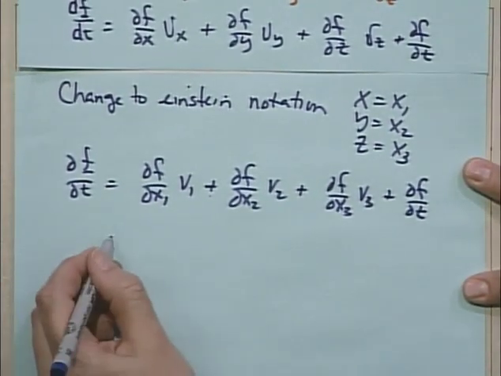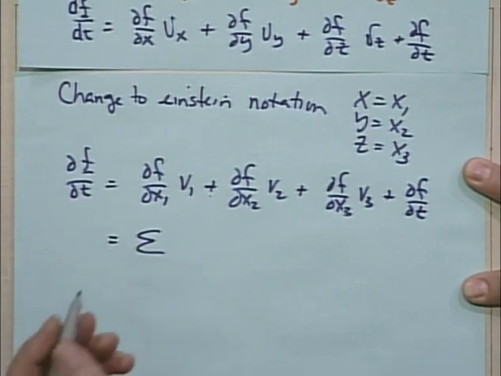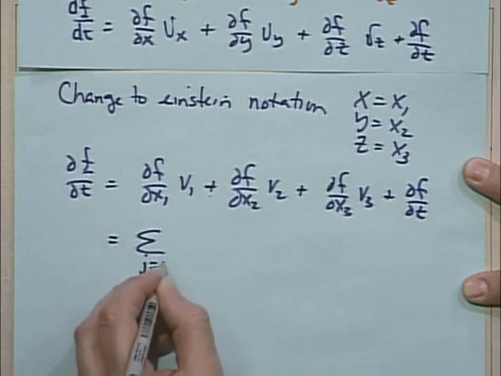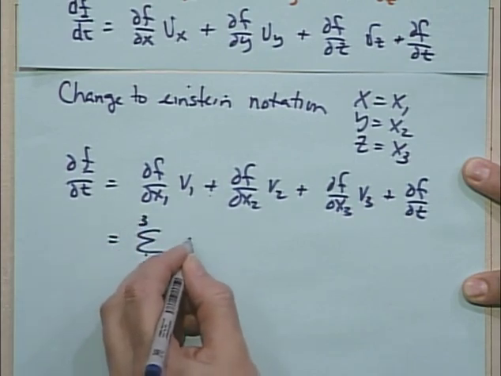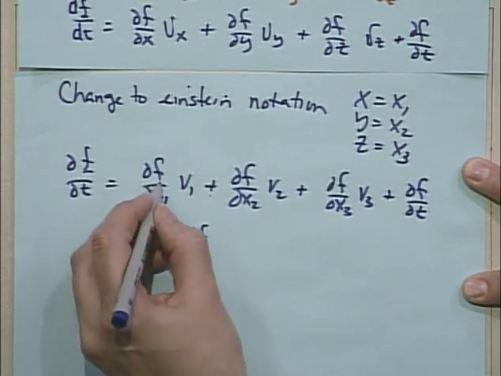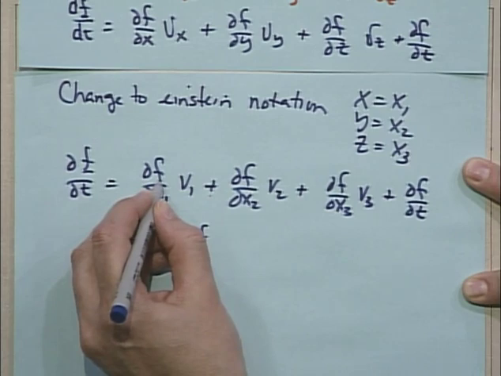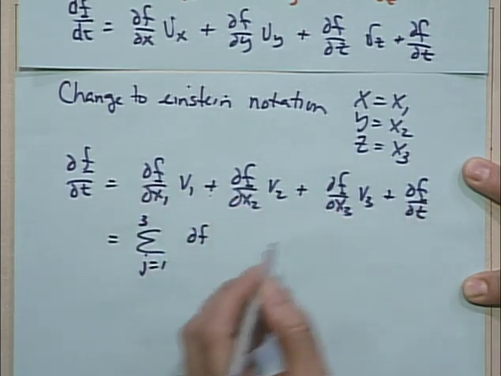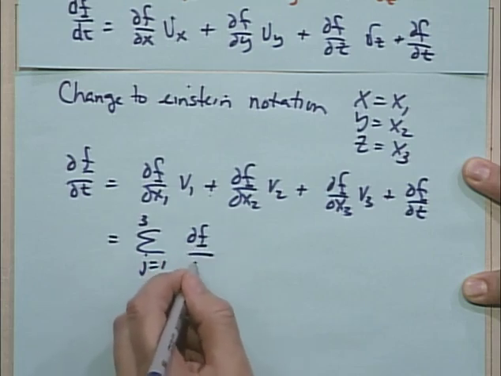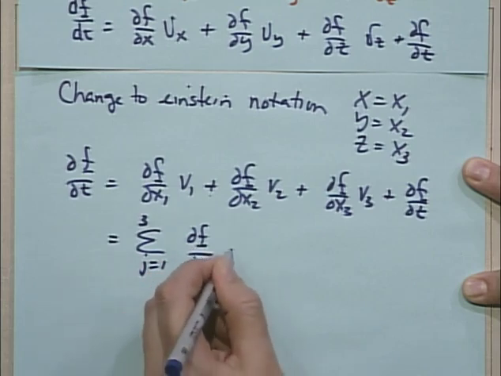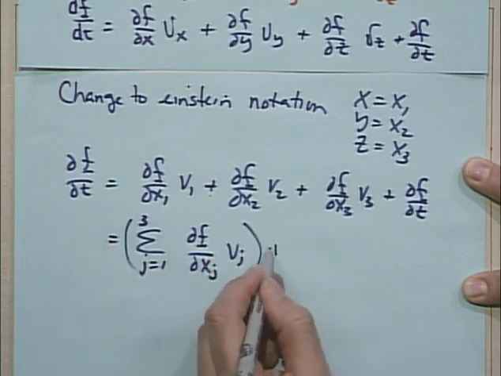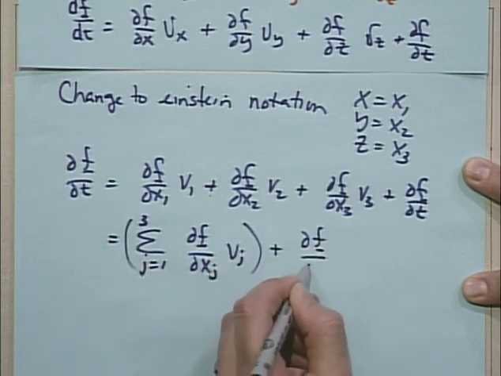Now I'll put it as a summation. This is the summation. Pick an arbitrary letter, j, equals 1 to 3 of df. Actually, all the way through, I should have been having underbars on my f's. df/dxj vj. And then there's one extra term, df/dt.